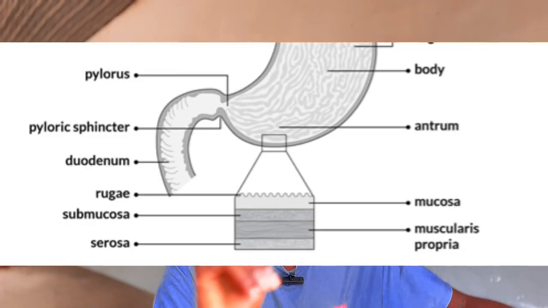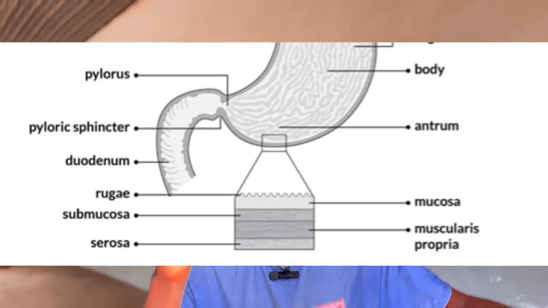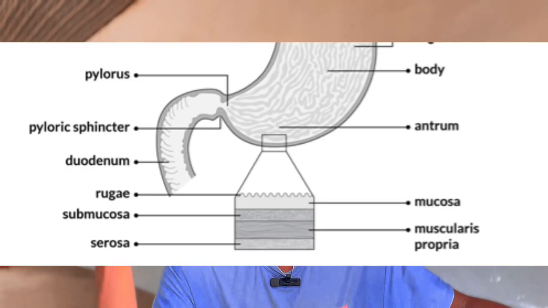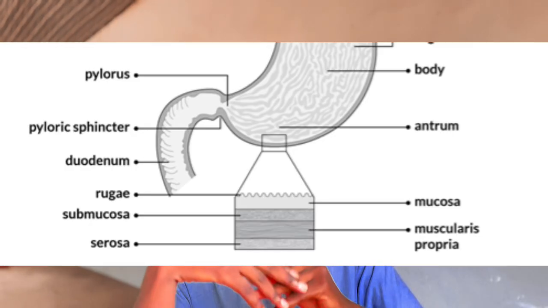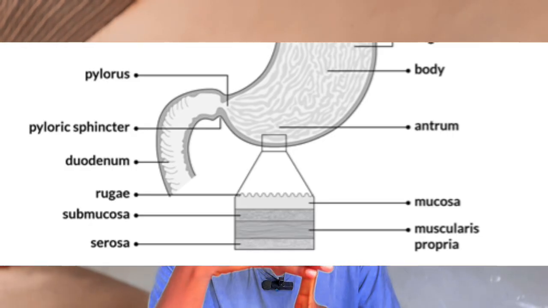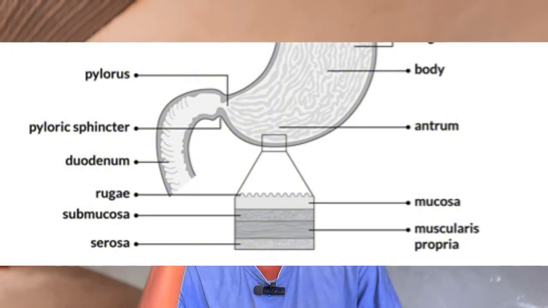The stomach and duodenum have 4 layers, which are the mucosal layer, the submucosal layer, the muscularis layer, which is a layer of smooth muscles that are under involuntary control, and then the outermost layer of the stomach, the serosa. From the innermost to the outermost, we have the mucosa, the submucosa, the muscularis, and the serosa.